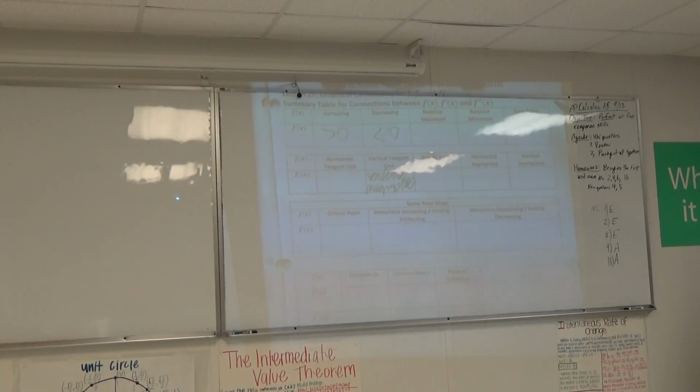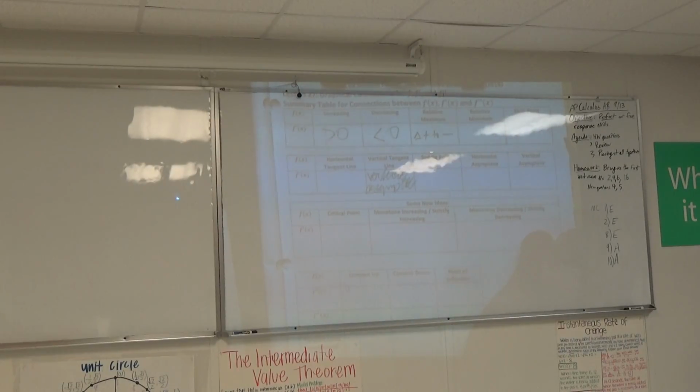If f of x has a relative maximum, then f prime of x changes from positive to negative at x equals c. Changes from positive to negative. I don't want to hear equals 0. That is not the same thing. It is a very specific change. All right, Ila, next. Andrew.